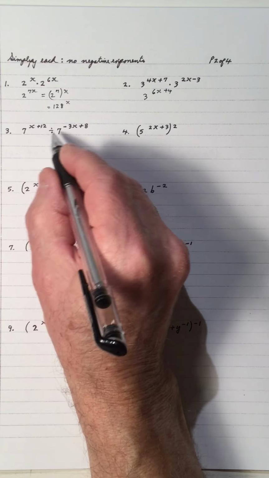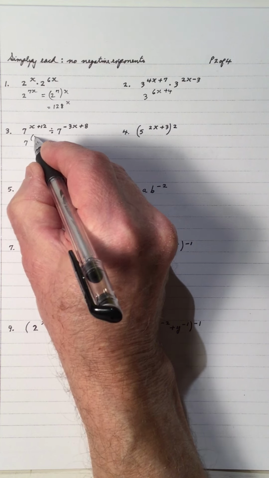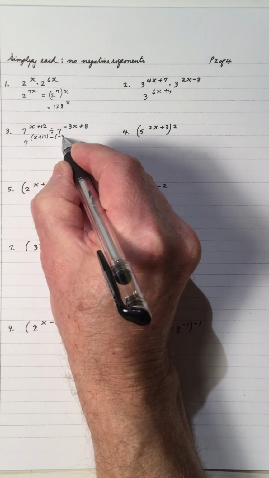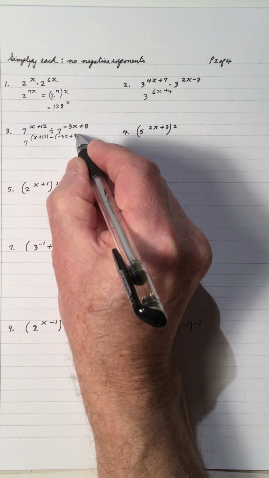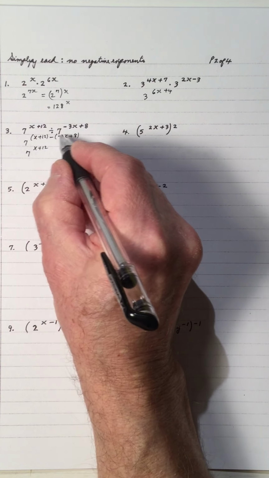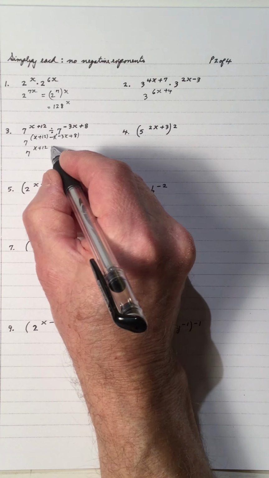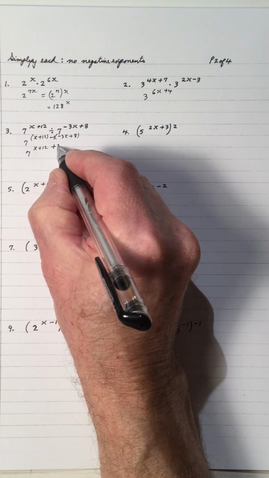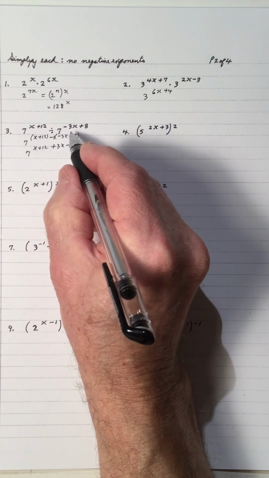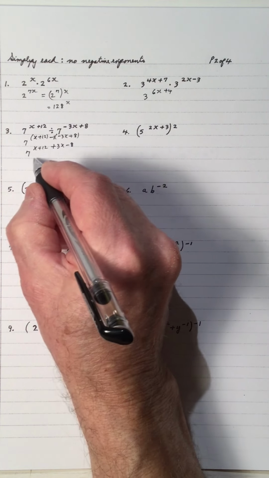Notice we're dividing, and the same base is 7. So when we divide, we subtract the exponents. So it's x plus 12, subtract negative 3x plus 8. So that's 7 to the x plus 12, and because we're subtracting, we can make that a minus 1. Negative 1 times negative 3 is plus 3x. Negative 1 times 8 is negative 8. So really, when you're subtracting, you're adding on the opposite, which is a positive 3x minus 8.